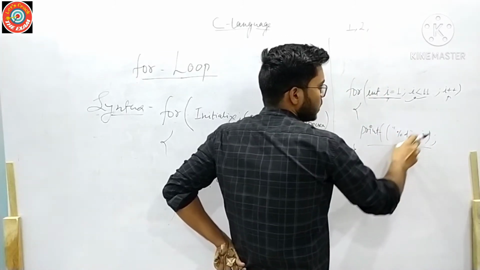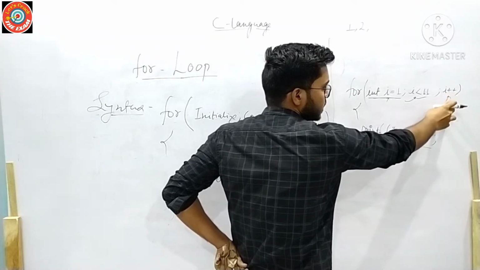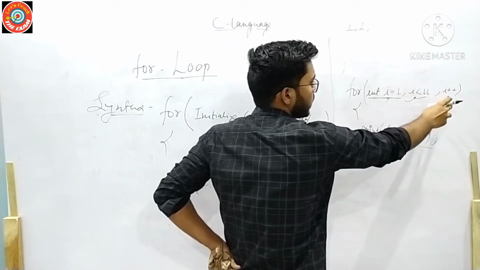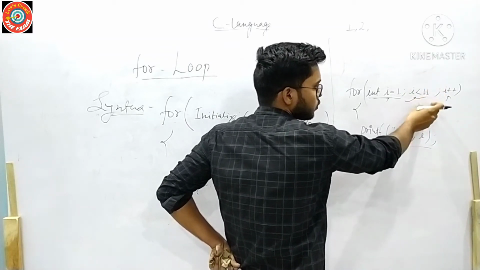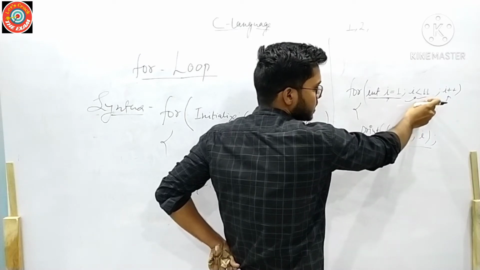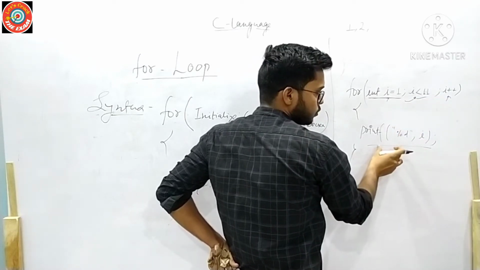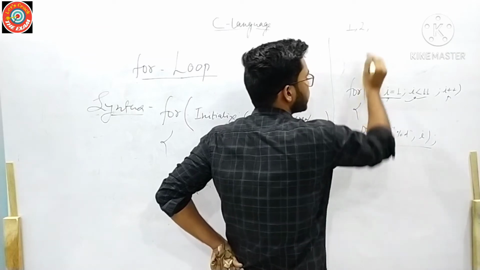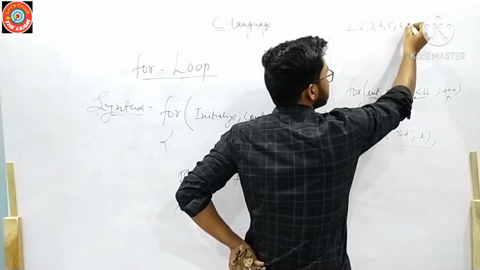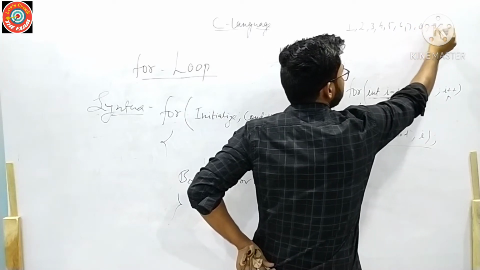Now the increment operator will increase the value of i from 2 to 3. Now the value of i is 3. It will check the condition: is 3 less than 11 or not? The condition is true, so it will come to the printf function again. It will print 3, and 4, 5, 6, 7, 8, 9 and 10.